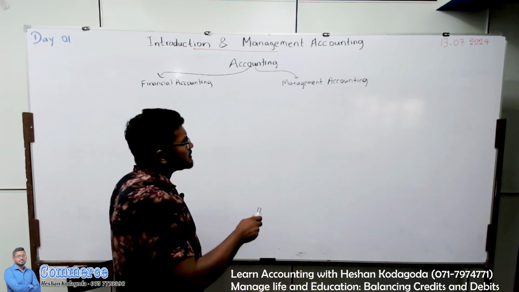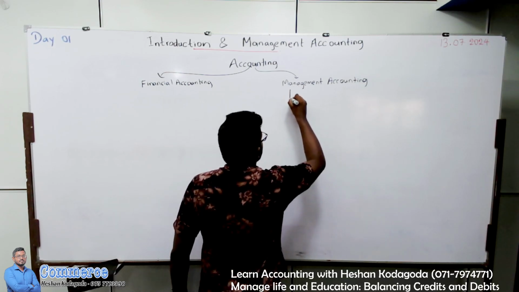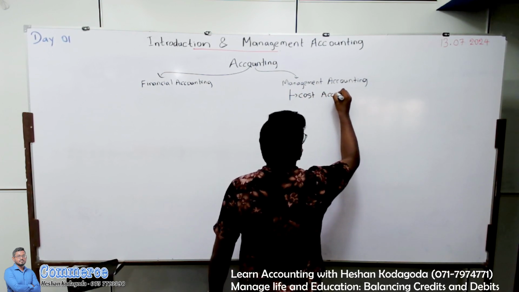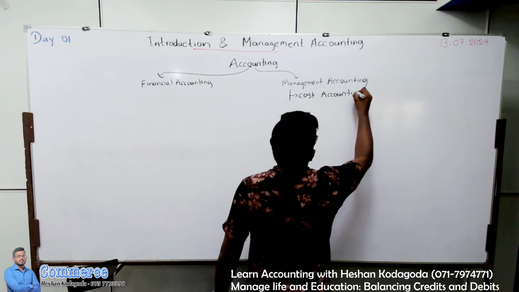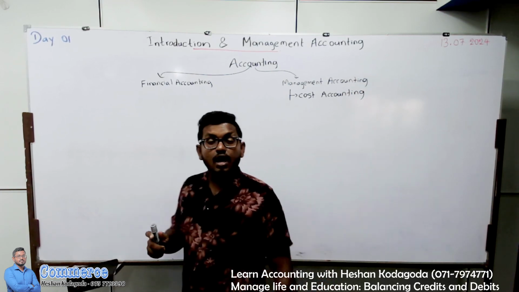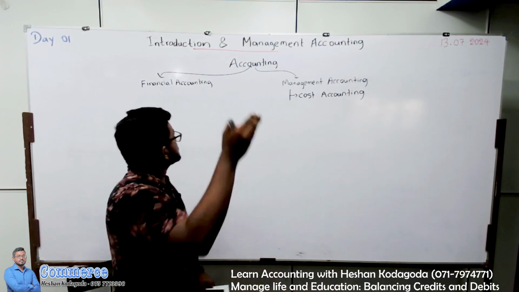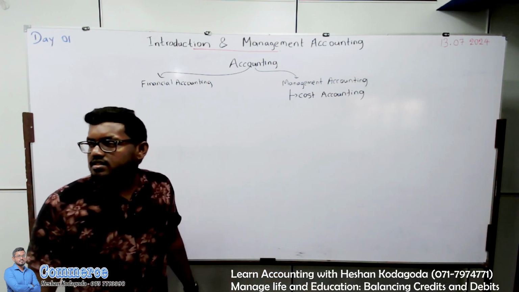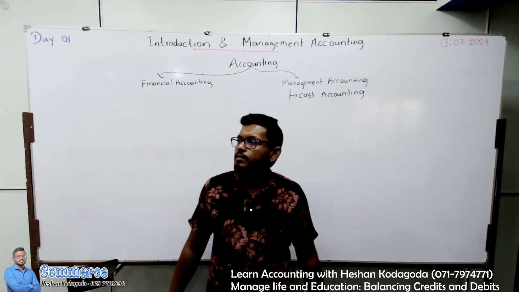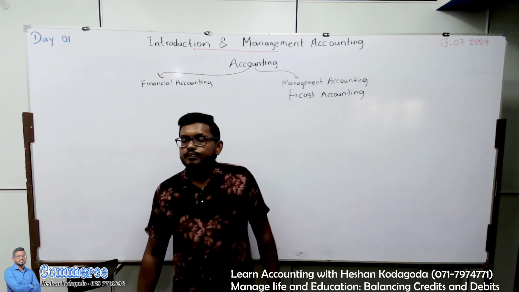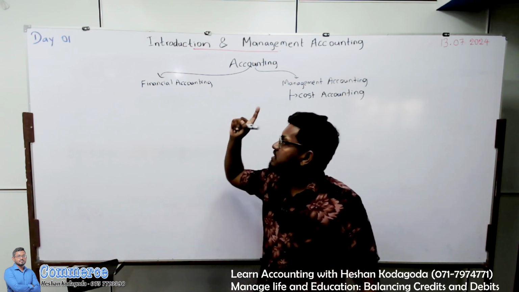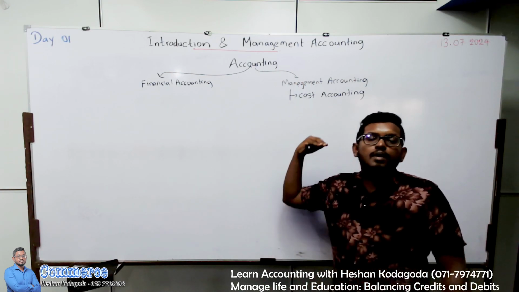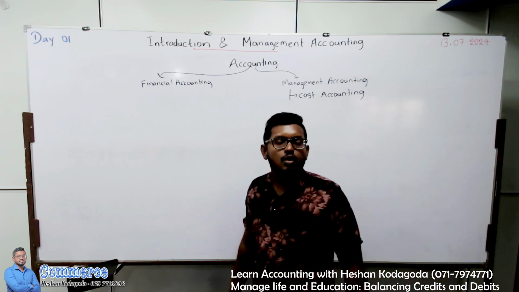When it comes to management accounting, under that we can identify cost accounting. Now, in the past, we classified accounting into three types: financial accounting, management accounting, and cost accounting. We identified three accounting branches. But now they are classifying accounting only as financial accounting and management accounting. Why? Cost accounting also comes under management accounting.